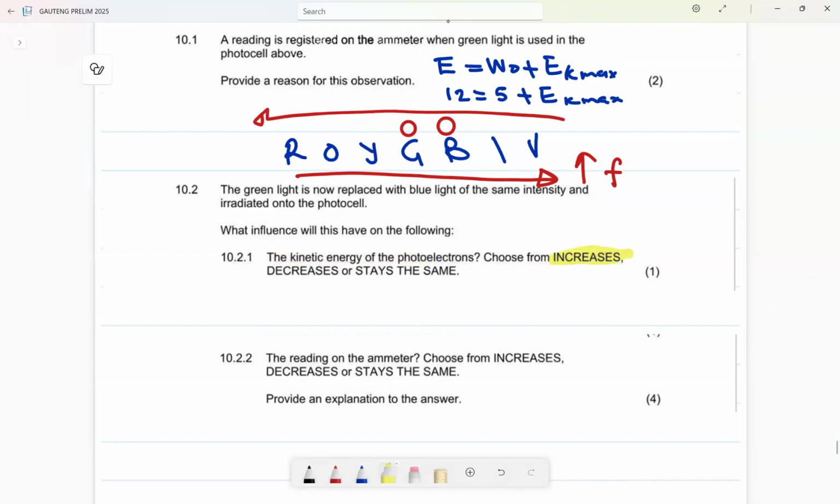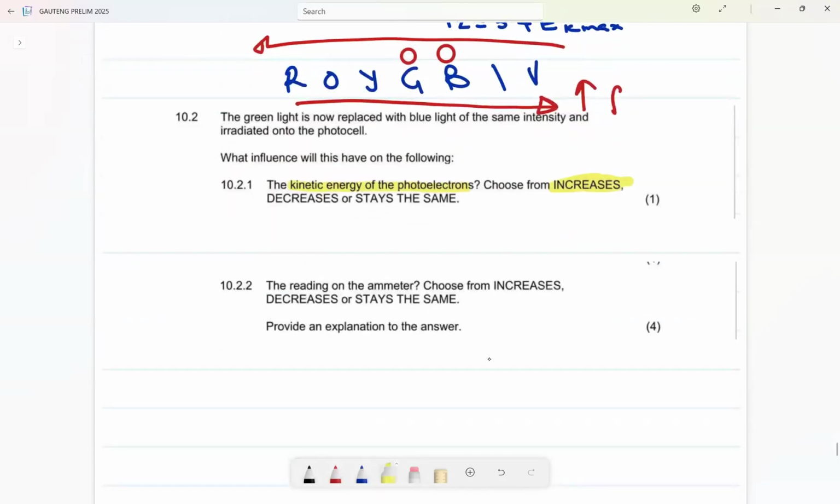The only thing that affects the kinetic energy of the photoelectrons is the change in frequency, and that frequency should be higher than the frequency you used before. And remember, they're of the same intensity. 10.2.2, the reading on the ammeter. What influence will this have on the reading on the ammeter? Choose increase, decrease, or remain the same. Well, it will stay the same.